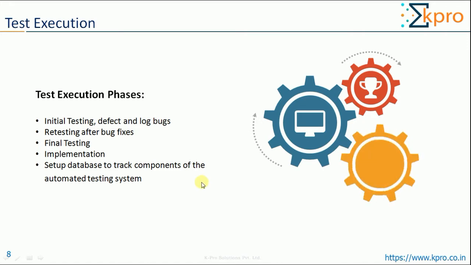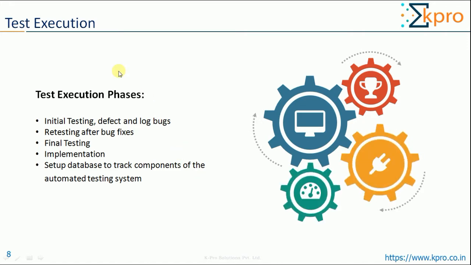The next phase in the test process is test execution. This is where actual testing happens in the software test lifecycle. In this phase, all the test cases are executed and whatever defects come up will be tracked in a defect tracking tool.